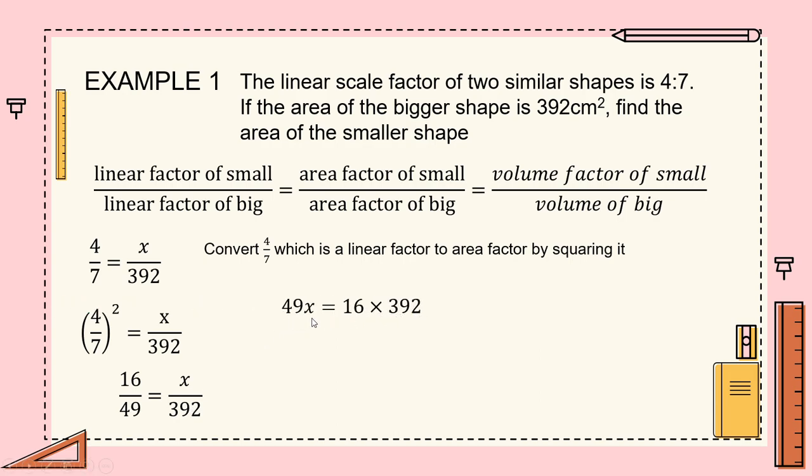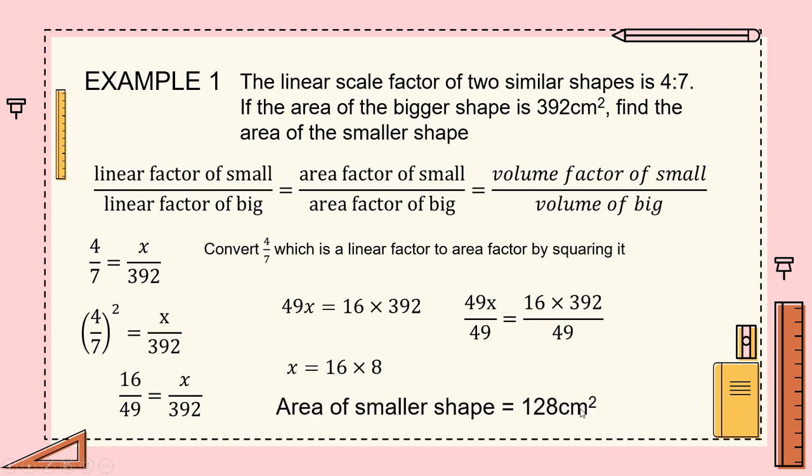We divide both sides by 49. If we divide both sides by 49, 49 can divide 392 totally. If you do that, you see that it is 16 times 8, and 16 times 8 gives us 128 centimeters square, which is the required area of the smaller shape. And then we will move on to the second one.